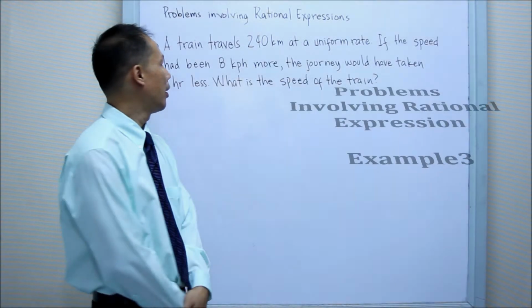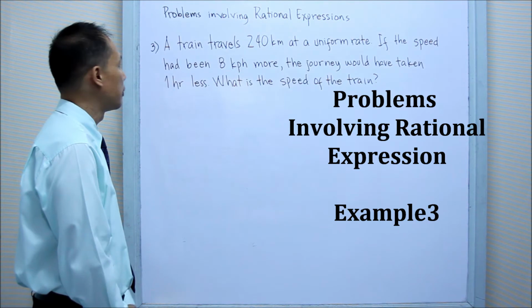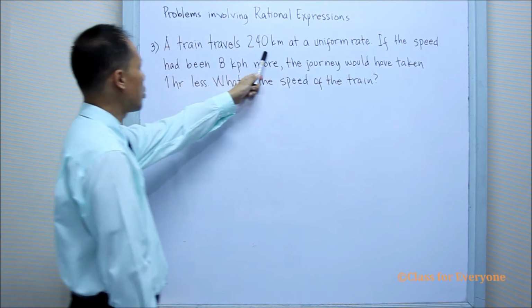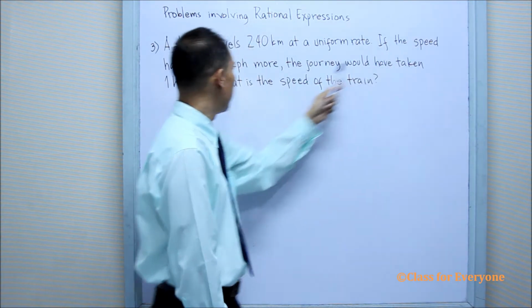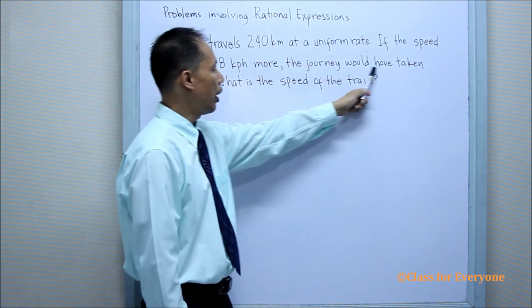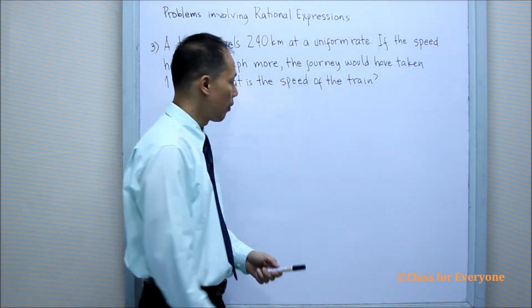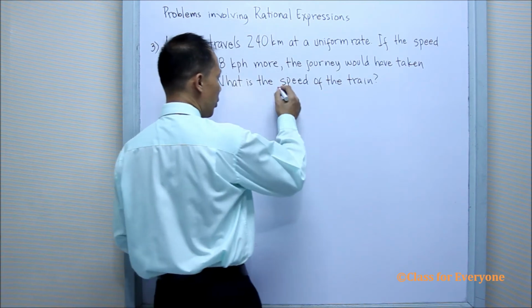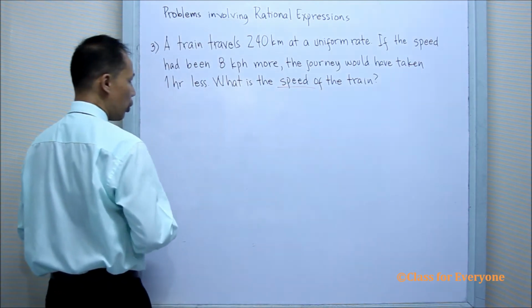Now, we have a uniform motion problem involving rational expression. A train travels 240 kilometers at a uniform rate. If the speed had been 8 kilometers more, the journey would have taken 1 hour less. What is the speed of the train? So, we're being asked for the speed. Now, for our representation, that will be the speed.